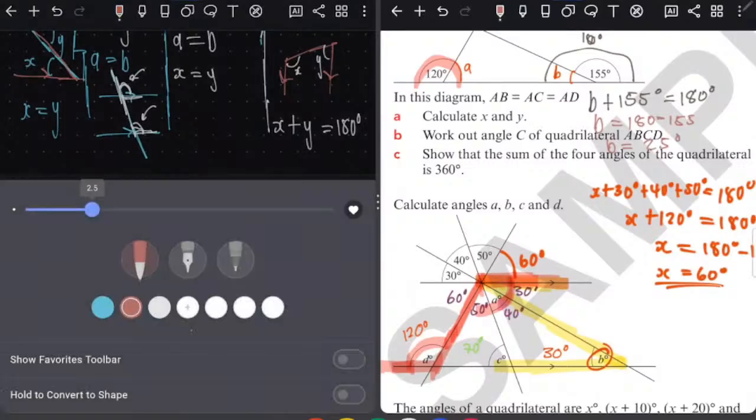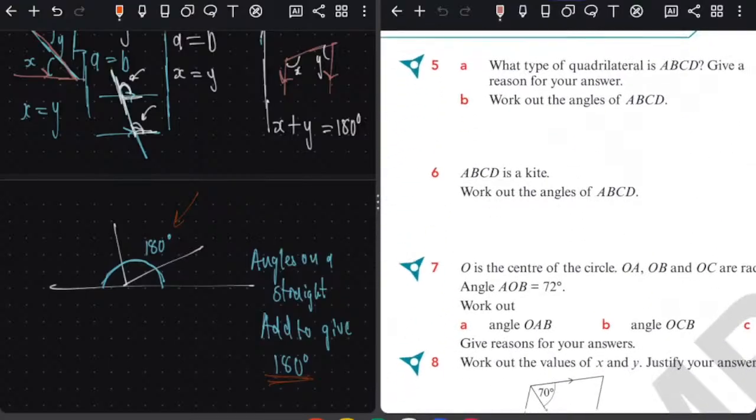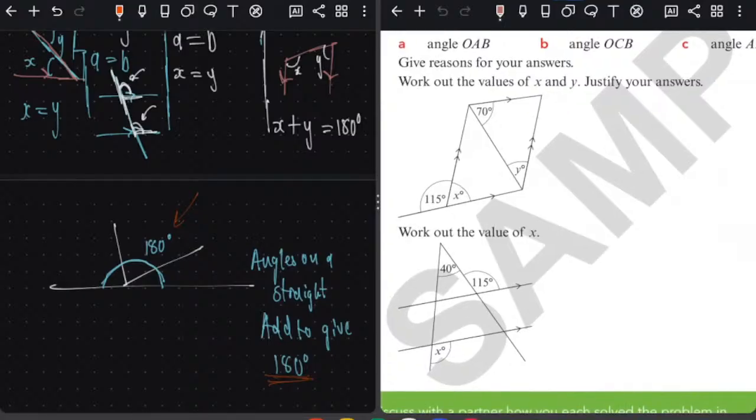Is this hard? AT, is this hard? Okay, let me give you questions on straight lines. I'm going to give you questions right now that I want you to do. And then we'll go. Let's do here first.